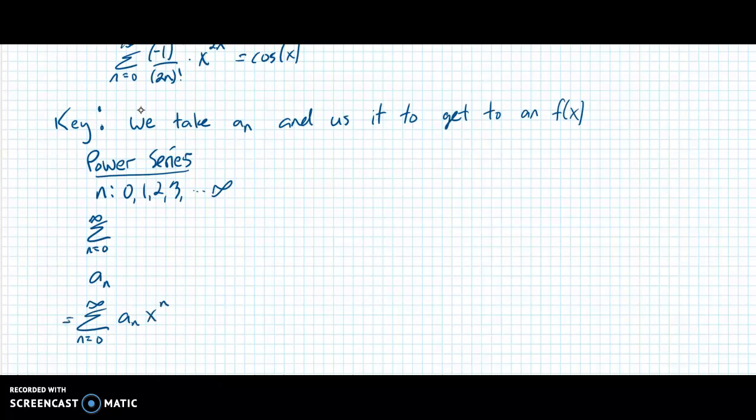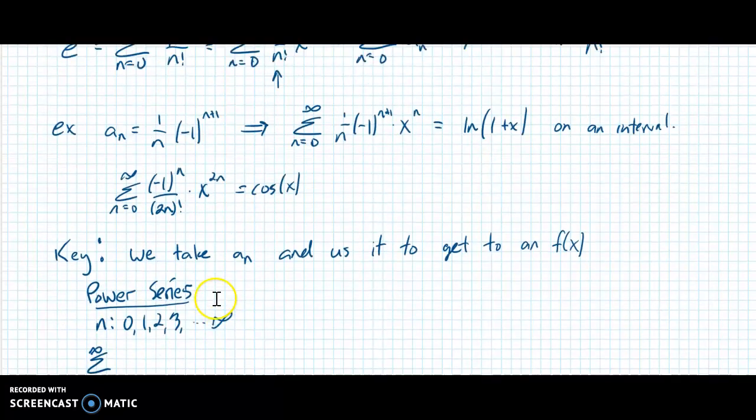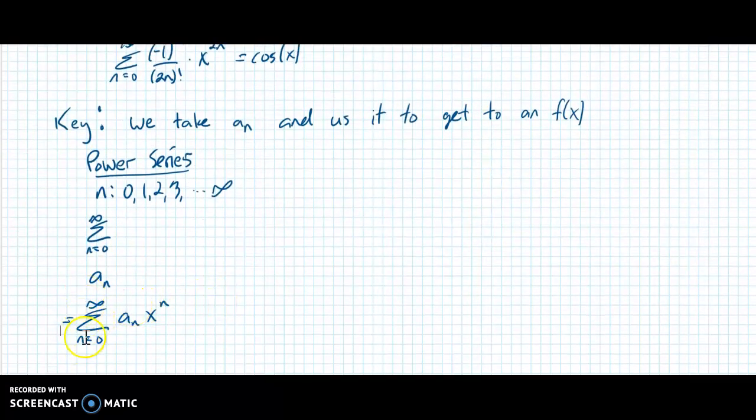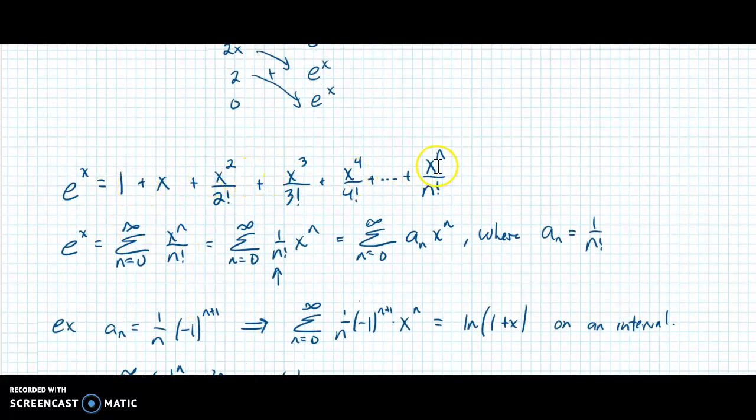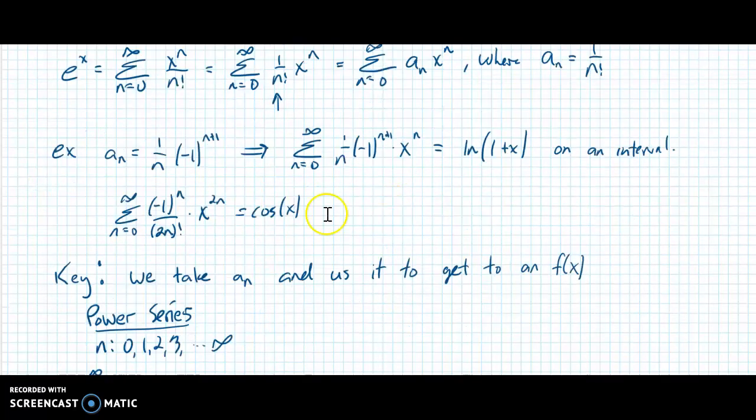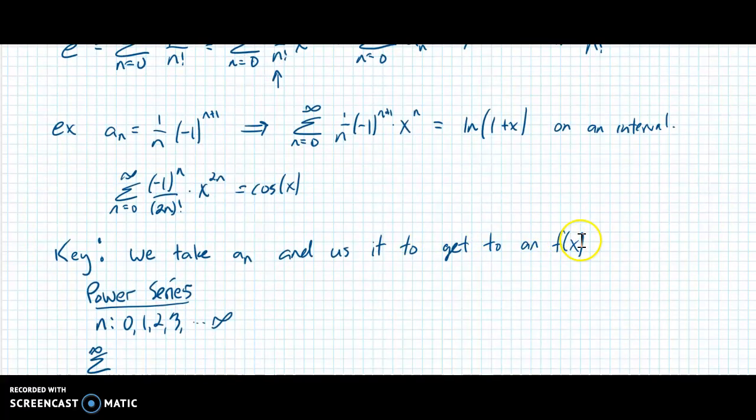Now, what do we get out of that? We get an f of x. We get a function of x because, for example, if I take n equals 0 to infinity, then all the n's are going to turn into numbers, and it'll look like this. So notice that is a function of x, and that's why I said we get an f of x.